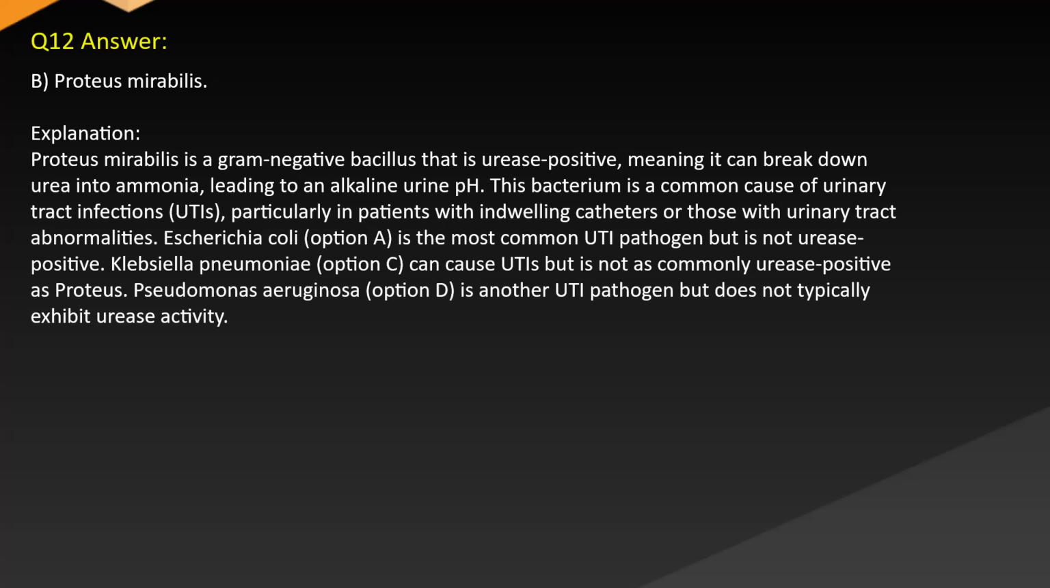Escherichia coli, option A, is the most common UTI pathogen but is not urease positive. Klebsiella pneumoniae, option C, can cause UTIs but is not as commonly urease positive as Proteus. Pseudomonas aeruginosa, option D, is another UTI pathogen but does not typically exhibit urease activity.